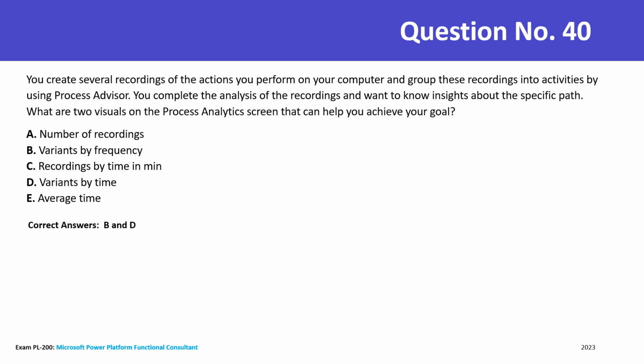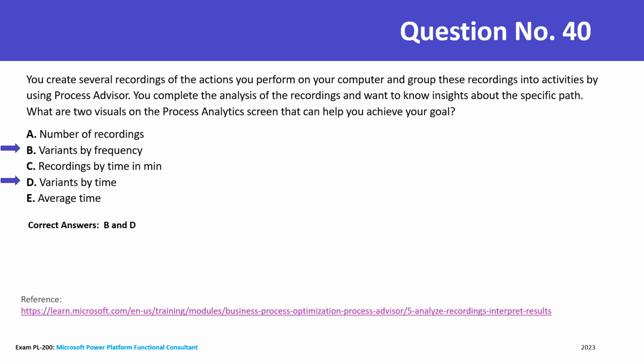You create several recordings of the actions you perform on your computer and group these recordings into activities by using Process Advisor. You complete the analysis of the recordings and want to know insights about the specific path. What are two visuals on the Process Analytics screen that can help you achieve your goal? A. Number of recordings. B. Variance by frequency. C. Recordings by time in min. D. Variance by time. E. Average time. Correct answers: B and D.